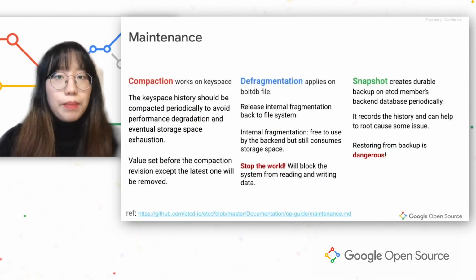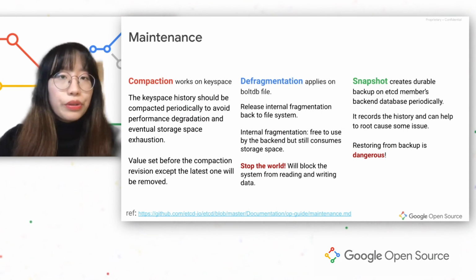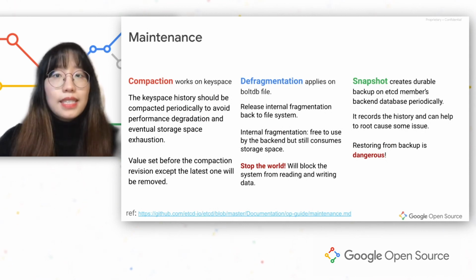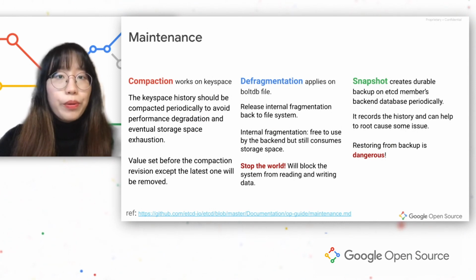Now let's talk about the maintenance operation. I think people easily get confused on compaction and defragmentation. Both of them work on shrinking the etcd, but the time and the object are different. Compaction works on the key space, and it is a linearizable operation which will be proposed to Raft. So why do we need compaction? Since etcd keeps the exact history of its key space, we cannot let the key space grow without control. This history should be periodically compacted to avoid performance degradation and eventual storage space exhaustion.